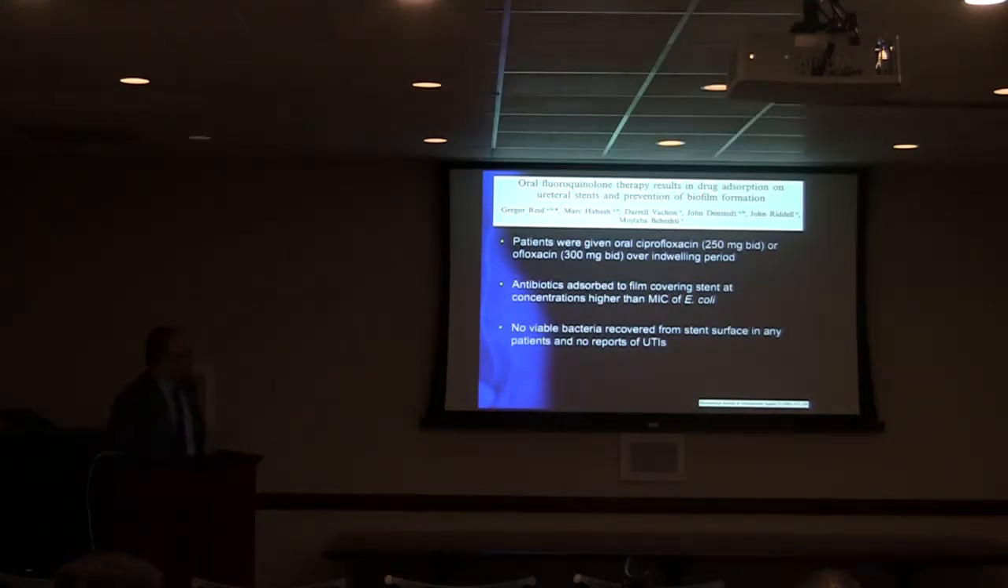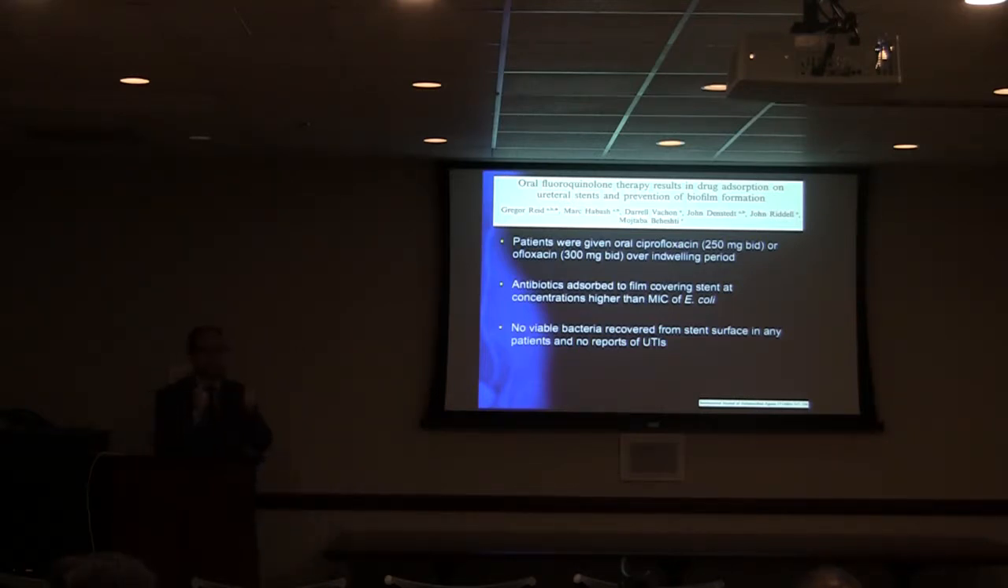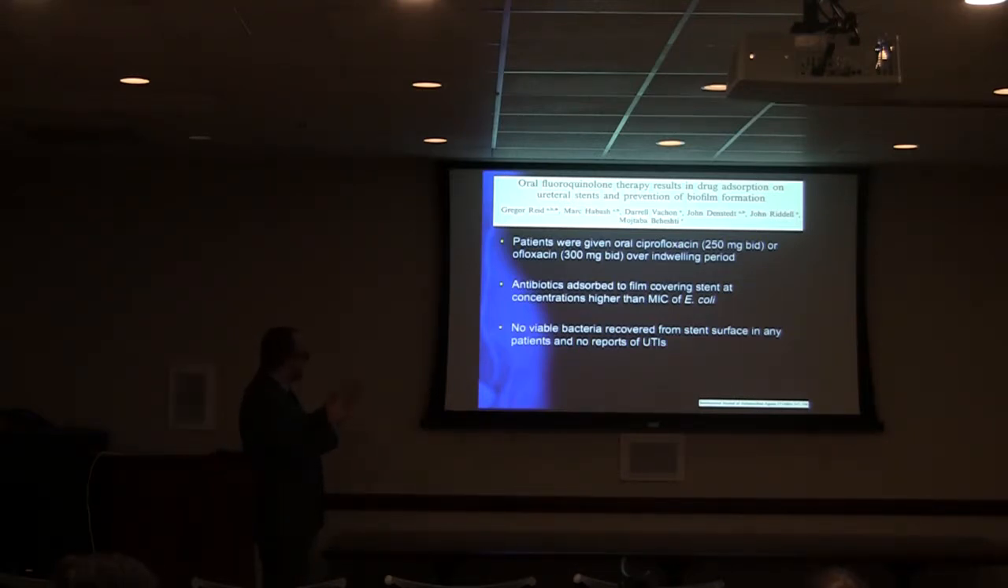Then the next obvious attempt was to give oral antibiotics. In this case, it was fluoroquinolones, because at the time that's what you did for urinary tract type infections. You gave fluoroquinolones. So in this case, patients were given either ciprofloxacin or ofloxacin over the indwelling period of the stent. And they found that in this case, the antibiotics were quite readily absorbed into the film covering the stent at concentrations that were higher than the minimal inhibitory concentration for E. coli. So that's a bonus. That's a good thing. And in fact, they did find no viable bacteria on the surface of the stents in any of the patients. There were no reports of UTIs.